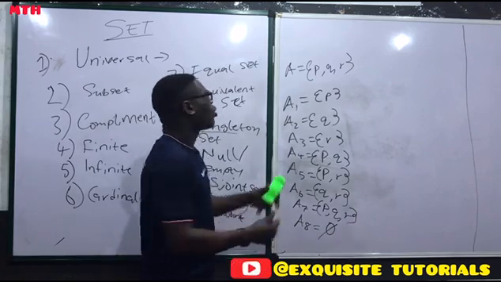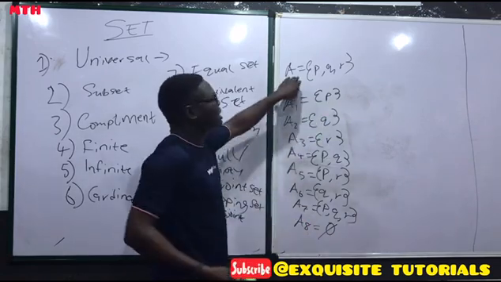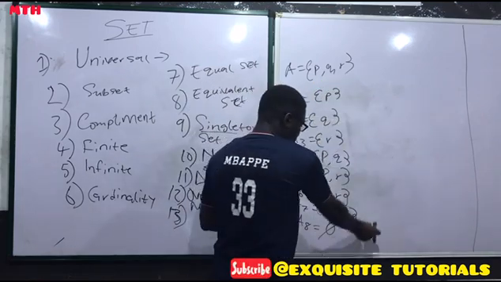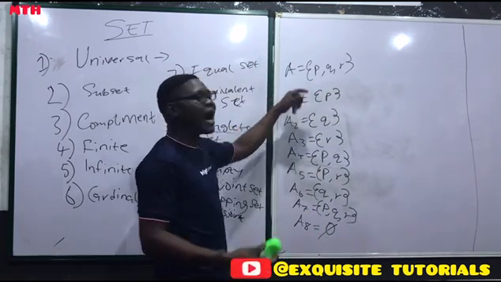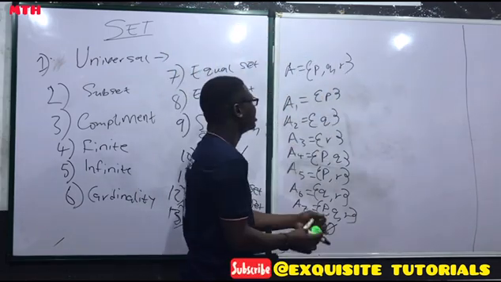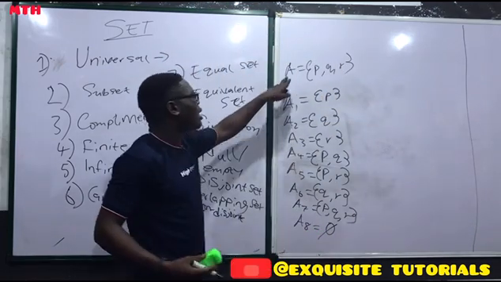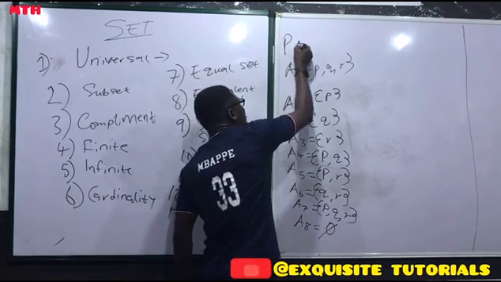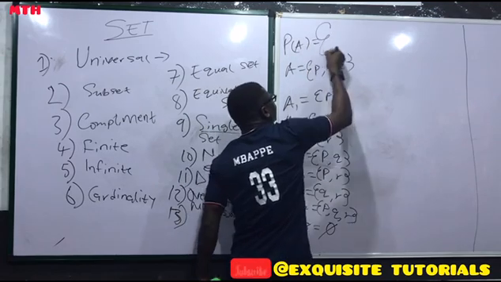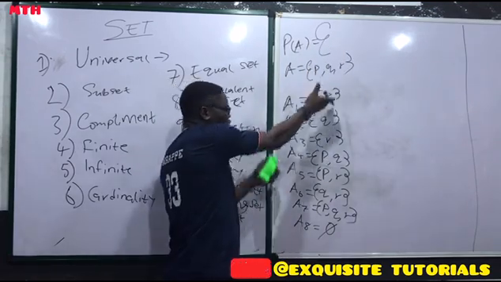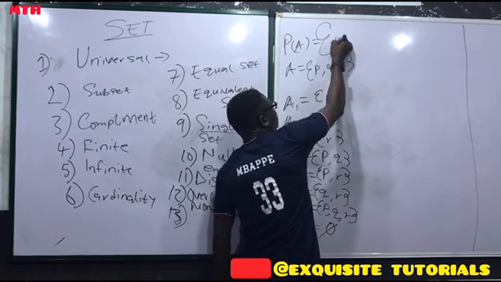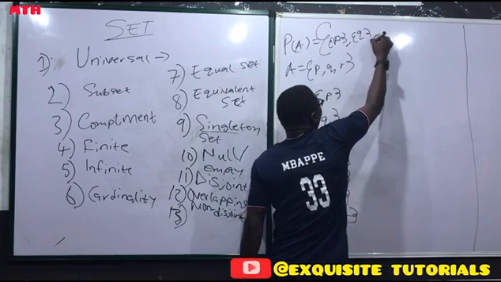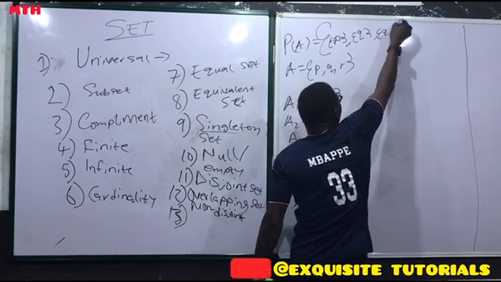These are the possible subsets that can come out from this set. Now, whenever you take all these possible subsets of A and take them as one single set, the single set you form is called the power set of A. The power set of A is written like this. It is the set that contains all these possible subsets, which is P, Q, R, and so on.